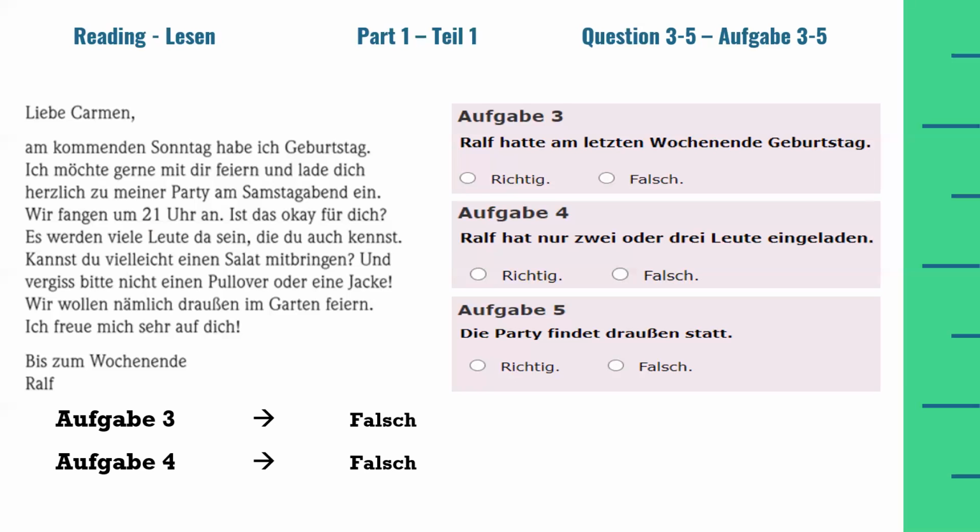Let's move to the question number 5. The party findet draußen statt. The party will take place outside or open air. Let's see which part of the letter says anything about this statement. So here, if we look at the second last line, wir wollen nämlich draußen im Garten feiern. It means that we will celebrate outside in the garden. So this statement is correct because the party will take place open air.